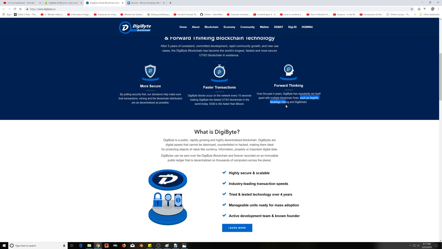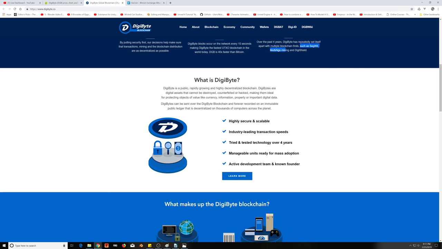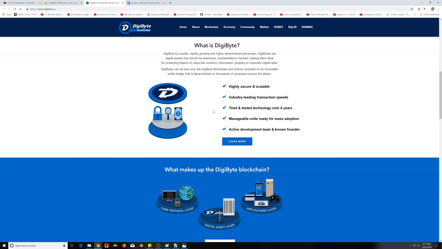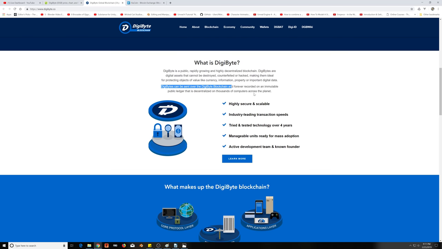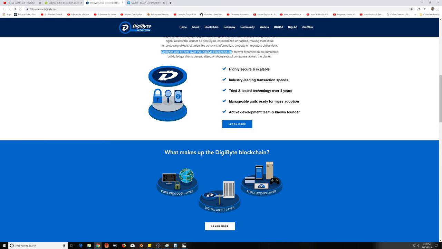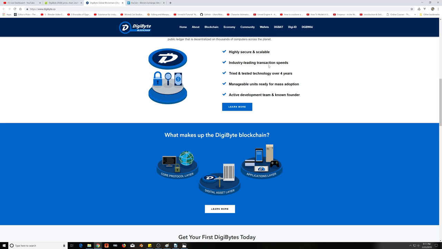So they have SegWit. Oh, they're like an actual currency. I don't see any smart contract. Hubaloo here. Making them ideal for protecting objects of value like currency, information, property, or important digital data. Okay. Digibytes can be sent over the blockchain. High security. Fairly good speeds. Things are faster, but sometimes speed isn't everything. Tried and tested for 4 years. That's cool.